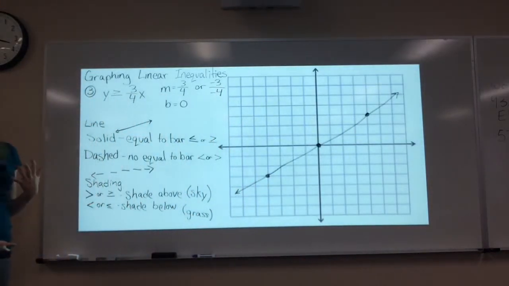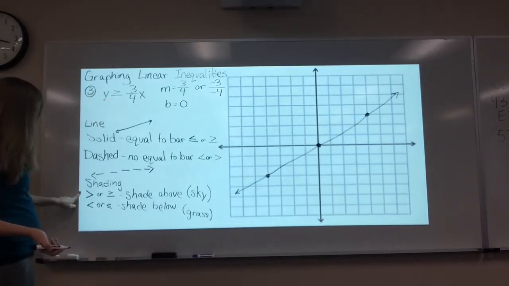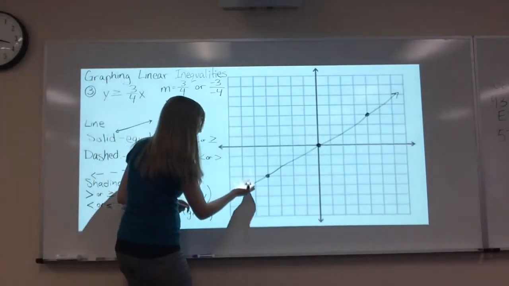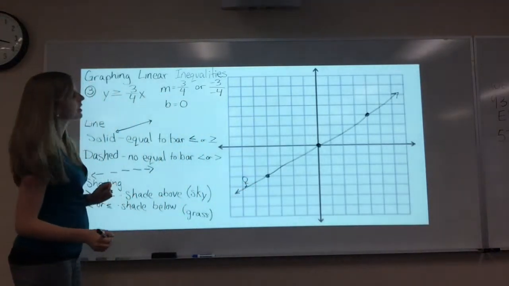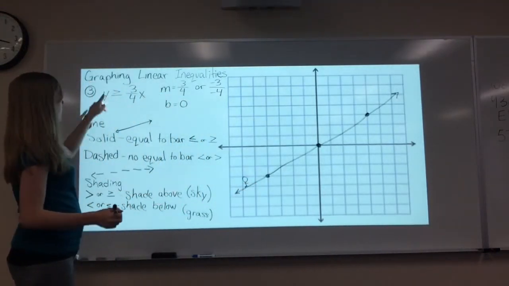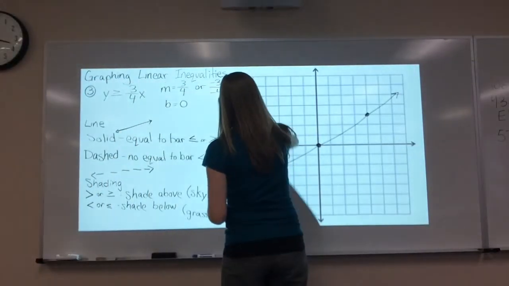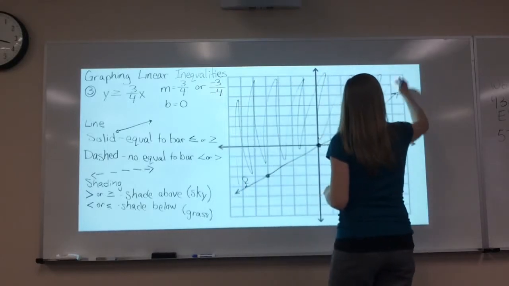Our last step is to shade. Please don't forget to shade. This is a greater than symbol. Greater than means we shade above, shade the sky. Okay, so if I put my person on this line, if they were walking along, they would look something like that. We want to shade the sky. Remember, eating the y, shade the sky. So we shade the sky, which would be up above his head, and that's up here.